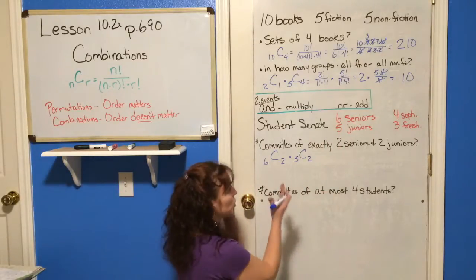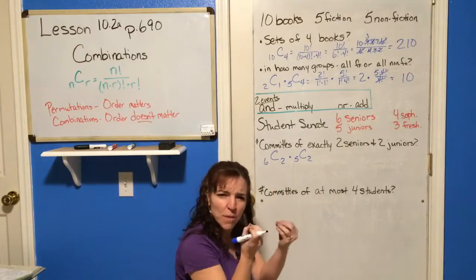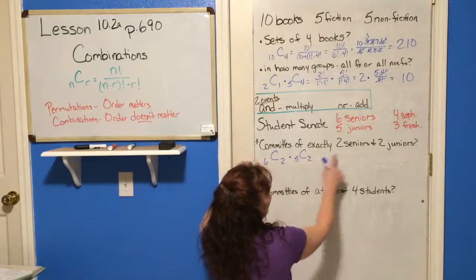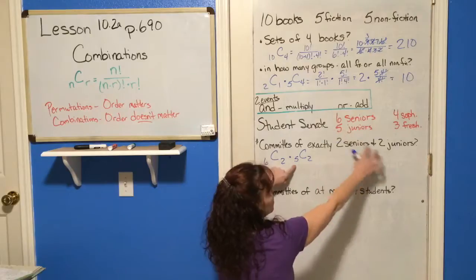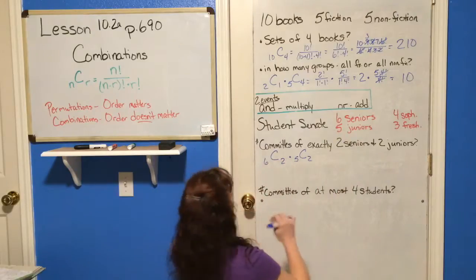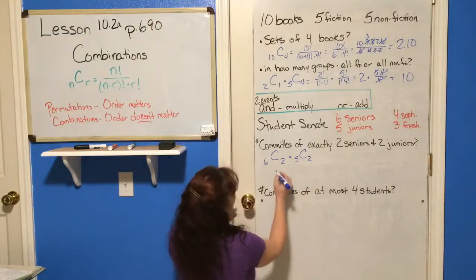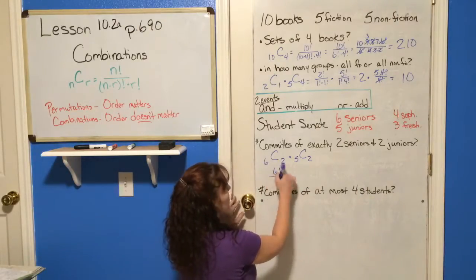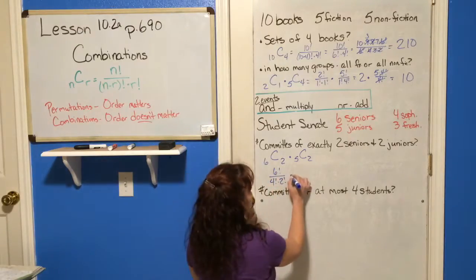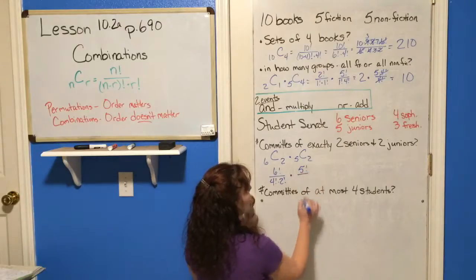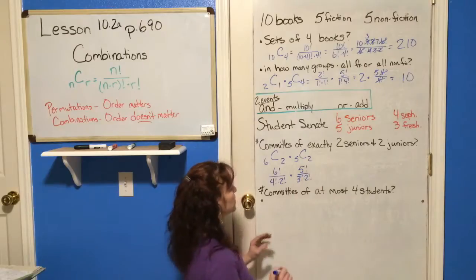Okay, so really and truly, this is the hardest part, figuring out where did these numbers come from? So we've got 6 seniors and we need 2 of them. We've got 5 juniors and we need 2 of them. That's where these numbers came from. So now we're going to simply use our formula. So we've got 6 factorial over 6 minus 2 is 4 factorial times 2 factorial. And then we're going to multiply that by 5 factorial over 5 minus 2 is 3 factorial times 2 factorial.